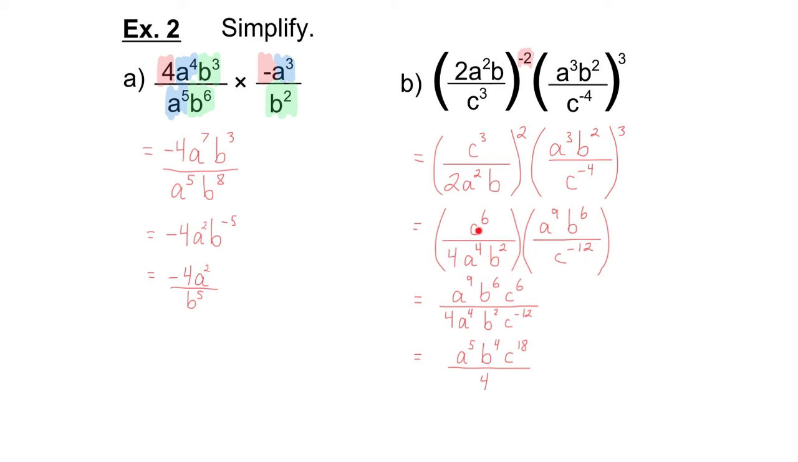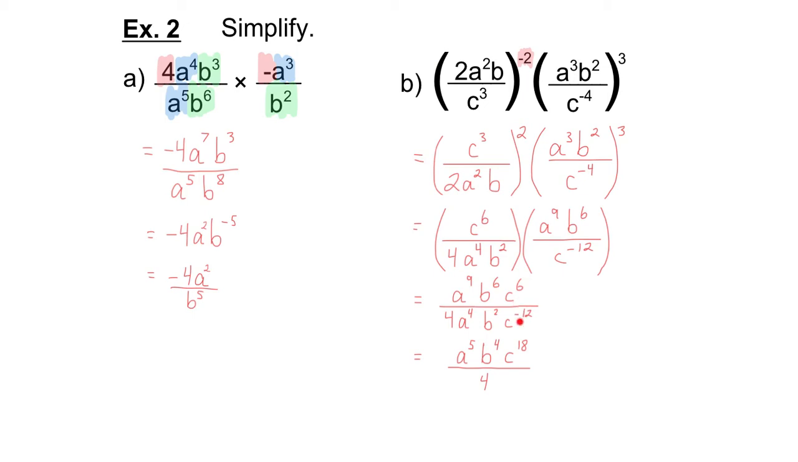I've just kind of changed the order so that I have it in the order a, b, c, just because I like that better. So a to the 9 times b to the 6 times c to the 6. That's my numerator. My denominator is 4 a to the 4, b to the 2, c to the minus 12. And now I see powers with the same base. So if I'm dividing powers with the same base, I subtract the exponents. 9 minus 4 is 5, so I have a to the exponent 5. 6 minus 2 is 4, so I have b to the exponent 4. 6 minus negative 12. A lot of people run into trouble here.